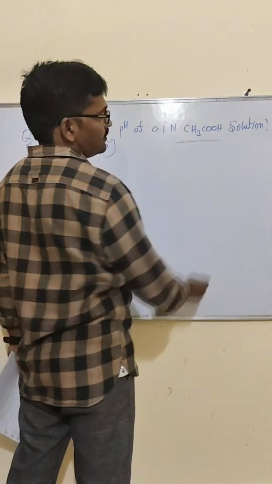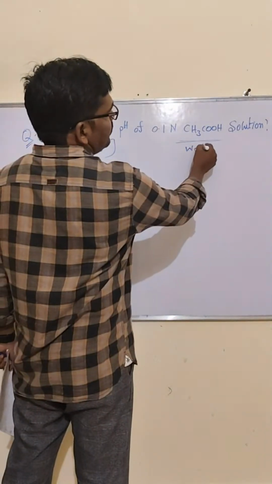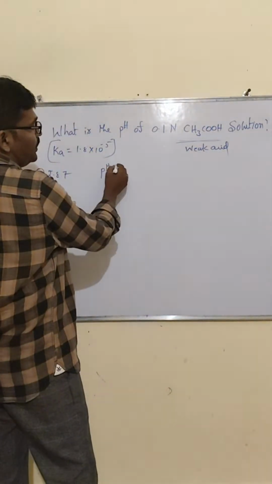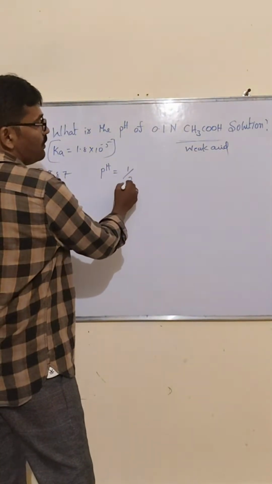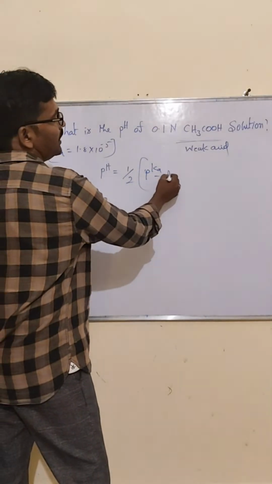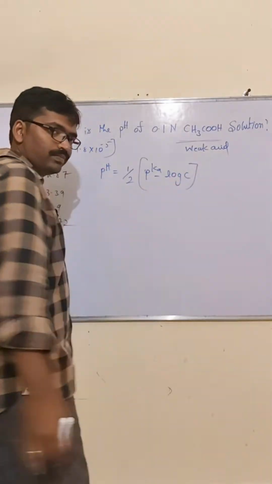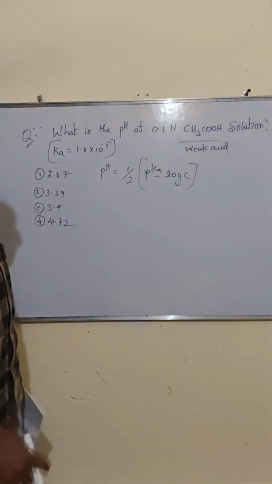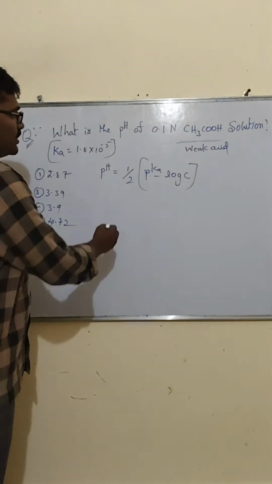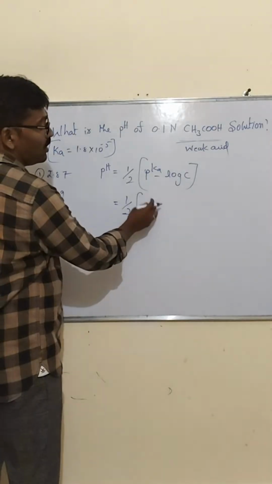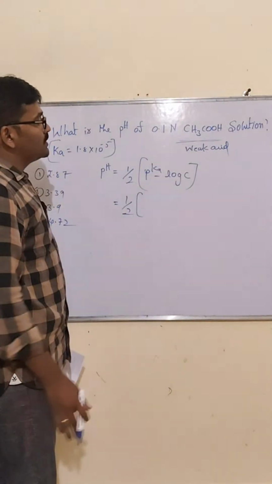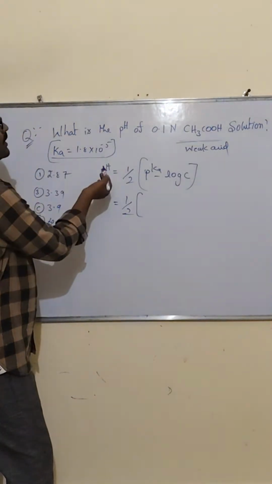Look, CH3COOH is a weak acid. If you want to find the pH value of a weak acid, the formula is pH equals 1/2 into pKa minus log C, my dear students. So pH equals 1/2 into pKa minus log C, right? Now what will pKa be? pKa is not given, Ka value is given.